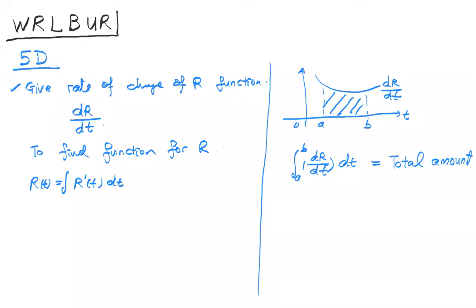Like yesterday, we talked about velocity, correct? It's the rate of change of displacement. So the area bounded by the curve is the total distance traveled, correct? So this will be the total amount of R for t between A and B. So these are the concepts that you have to know. You just need to apply these two concepts. What is the meaning of the area bounded by the rate of change? Can or not? That's all.